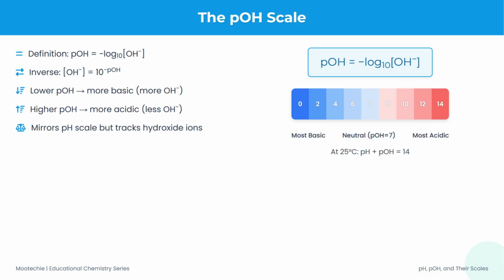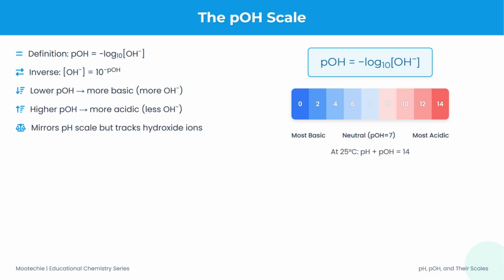pOH is defined as negative log base 10 of the hydroxide ion concentration. And inversely, the hydroxide ion concentration equals 10 to the power of negative pOH. A lower pOH means the solution is more basic because it has more hydroxide ions. Conversely, a higher pOH means the solution is more acidic because it has fewer hydroxide ions. It really mirrors the pH scale, but it tracks the hydroxide ions instead.